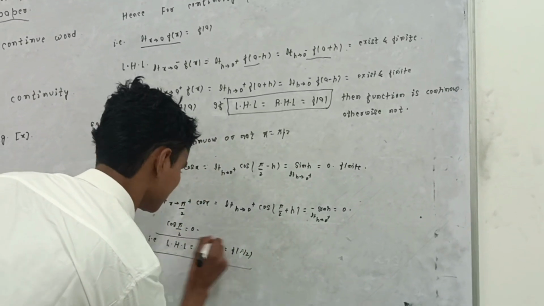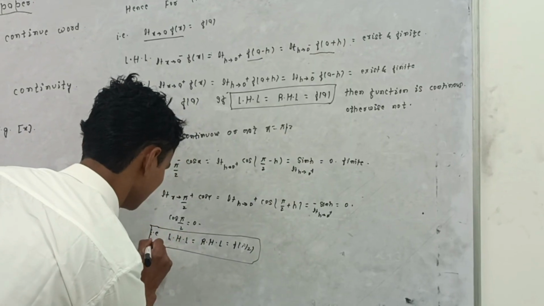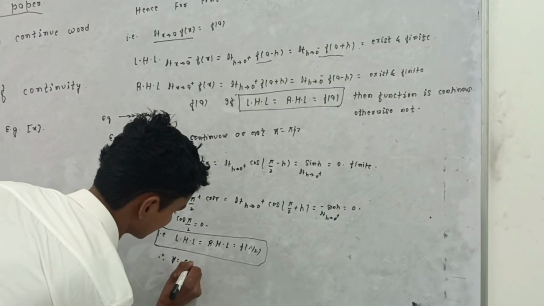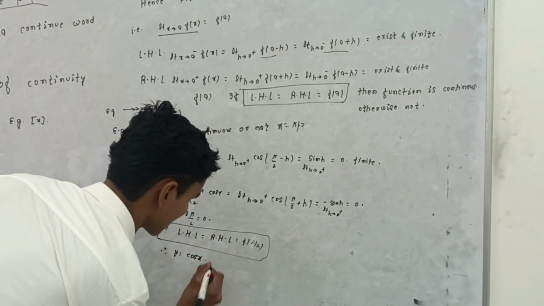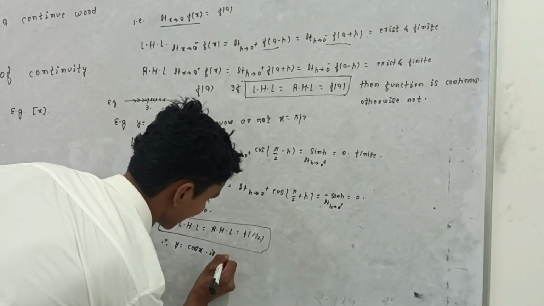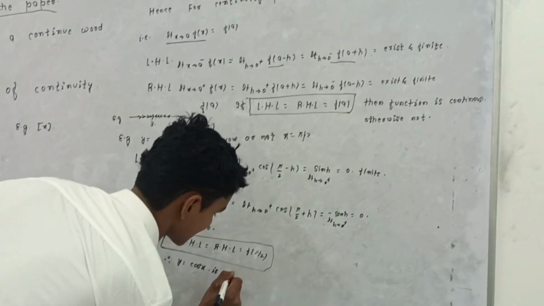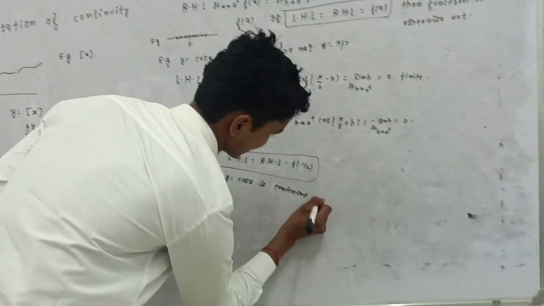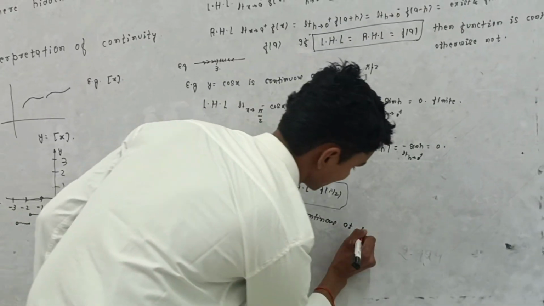Therefore y is equal to cos x is continuous at the point x is equal to pi by 2.